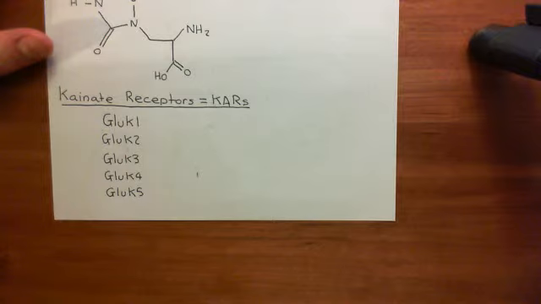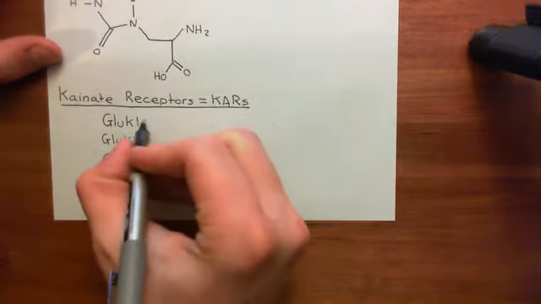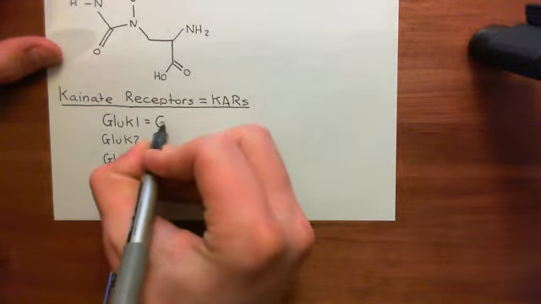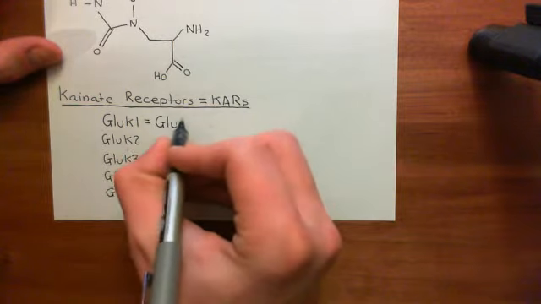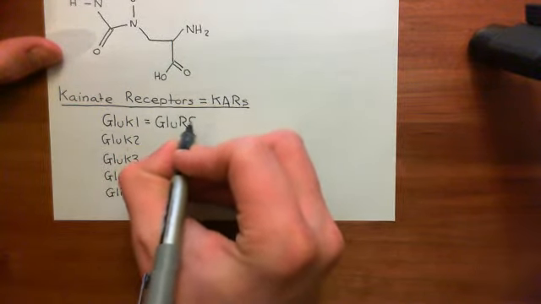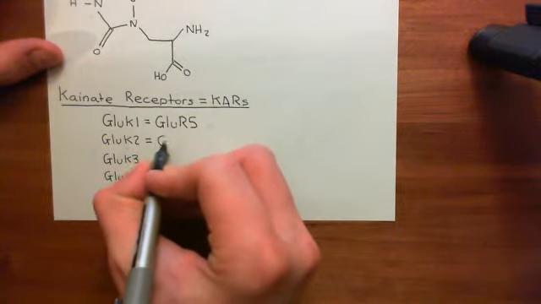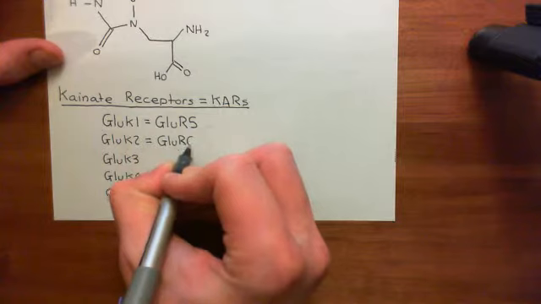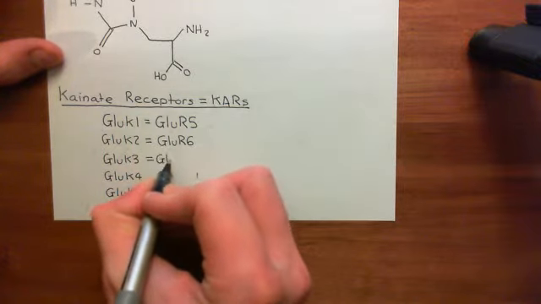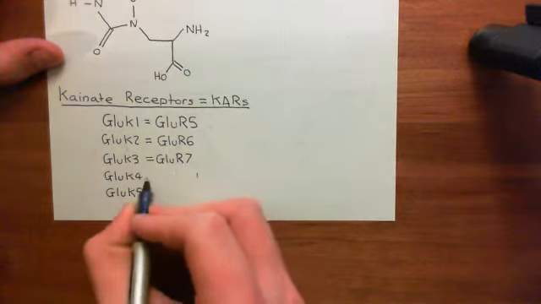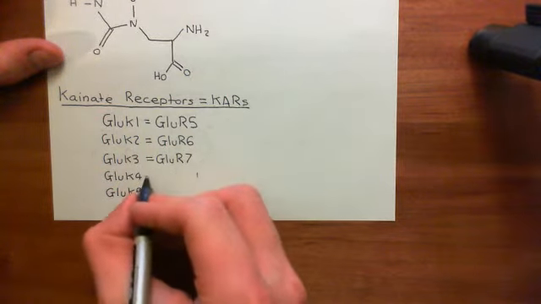So let's now discuss the old naming system for these subunits of kainate receptors. Remember, in the old naming system for the subunits of AMPA receptors, we went from GluR1, GluR2, GluR3, all the way up to GluR4. Basically, you continue that naming system on for the subunits of the kainate receptors. So gluK1 becomes GluR5, gluK2 becomes GluR6, gluK3 becomes GluR7.